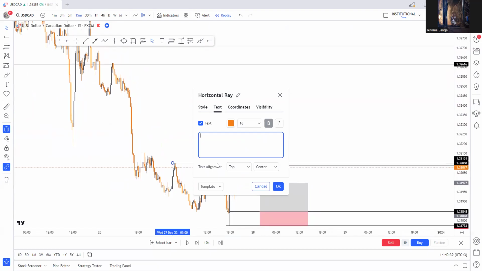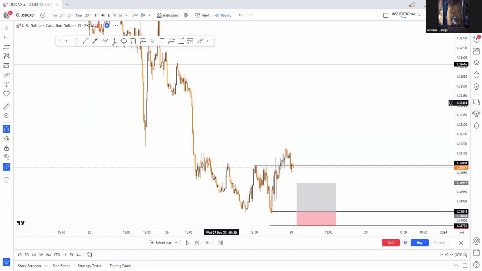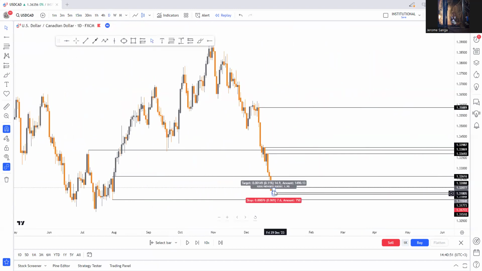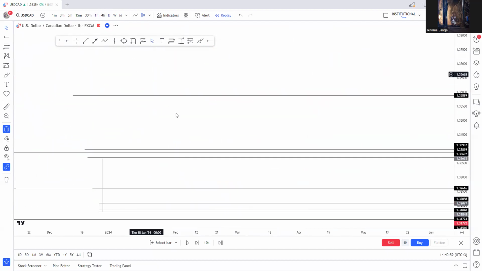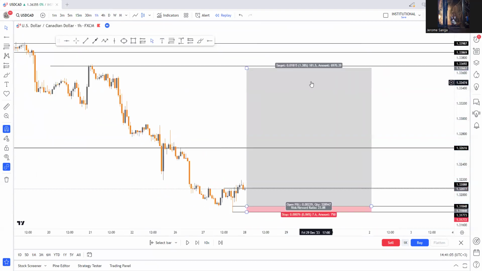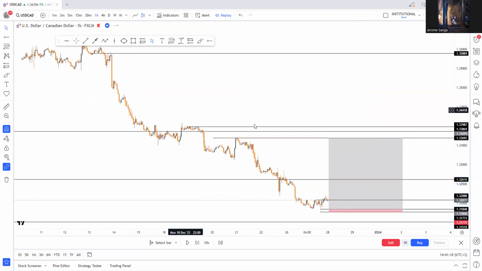So that's my entry, and my exit is down there, and now my take profits. Let me maximize this. My take profit will be here. Take profit 1 if price closes above. So I'm risking 70 pips to 181 pips. Sorry, let me just hide this. Okay, so this will be my first take profit if price closes above.